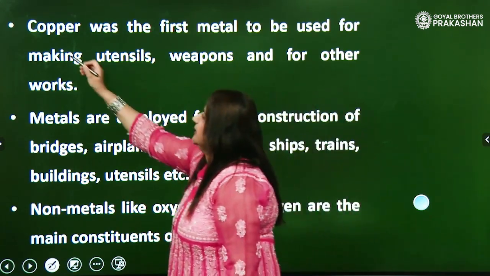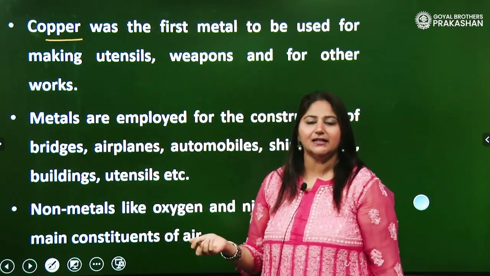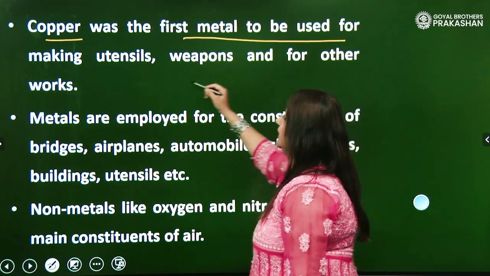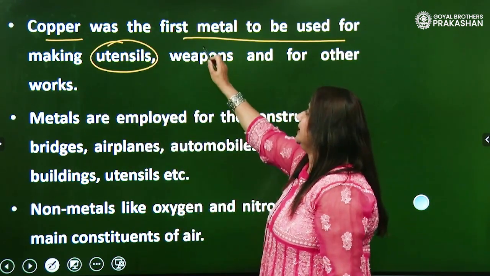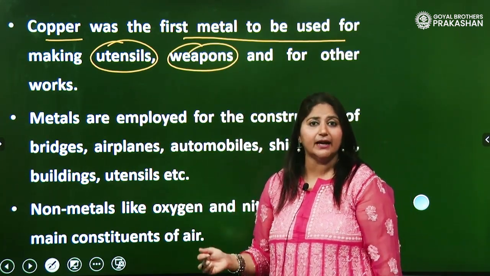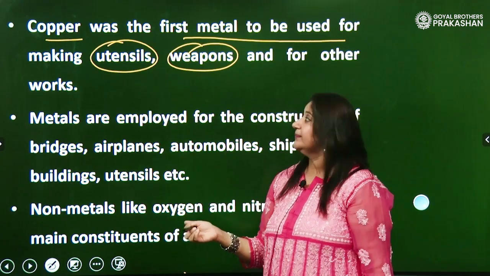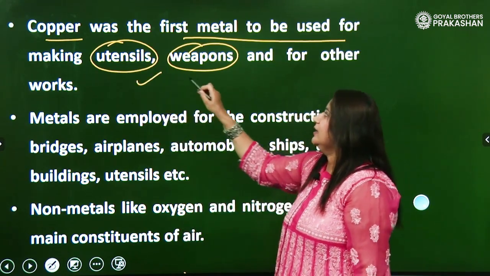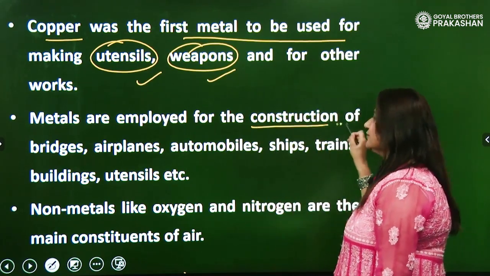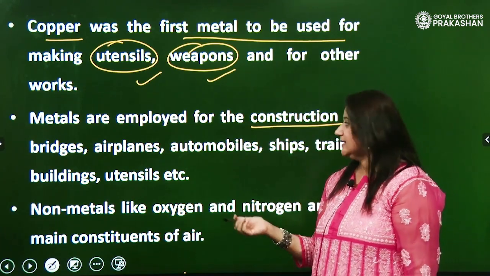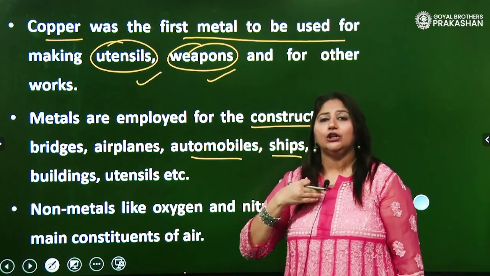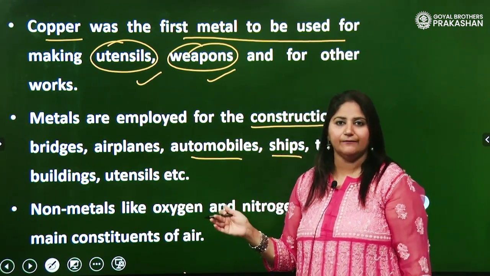Mainly you have seen copper wires, right, and copper vessels. Copper was the first metal to be used for making utensils and weapons and for other works. So, copper was the first metal that we started using as humans, and why? For making utensils, weapons and other purposes. Metals are employed for the construction of bridges, airplanes, automobiles, ships, trains, buildings, utensils, and there are a lot of everyday uses in the list.